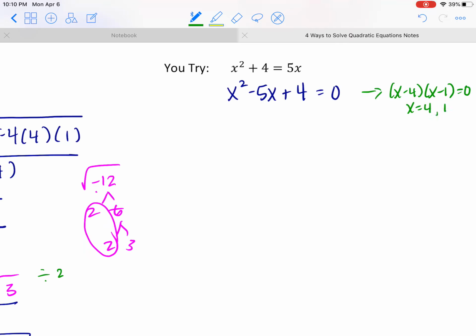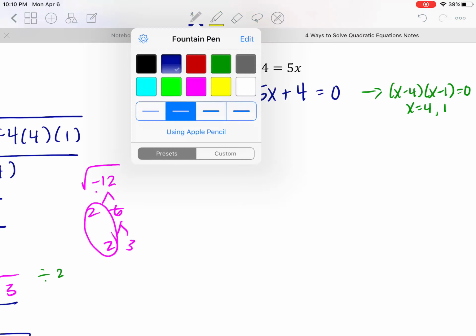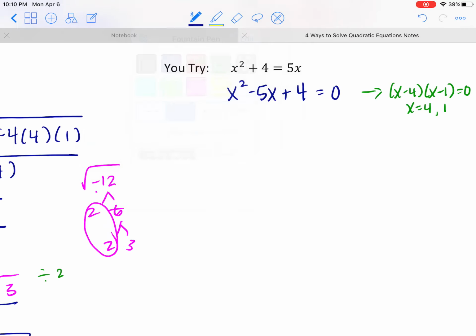So if I was looking at this problem, I would factor this. Factors of 4 that make -5 would be -4 and -1. And so right away I see my solutions are 4 and 1. Okay, but maybe you don't like factoring and you just have always struggled with that. The quadratic formula works for anything that's in standard form. So if you don't like factoring to solve, you can use this process. Use the formula. It solves any quadratic.